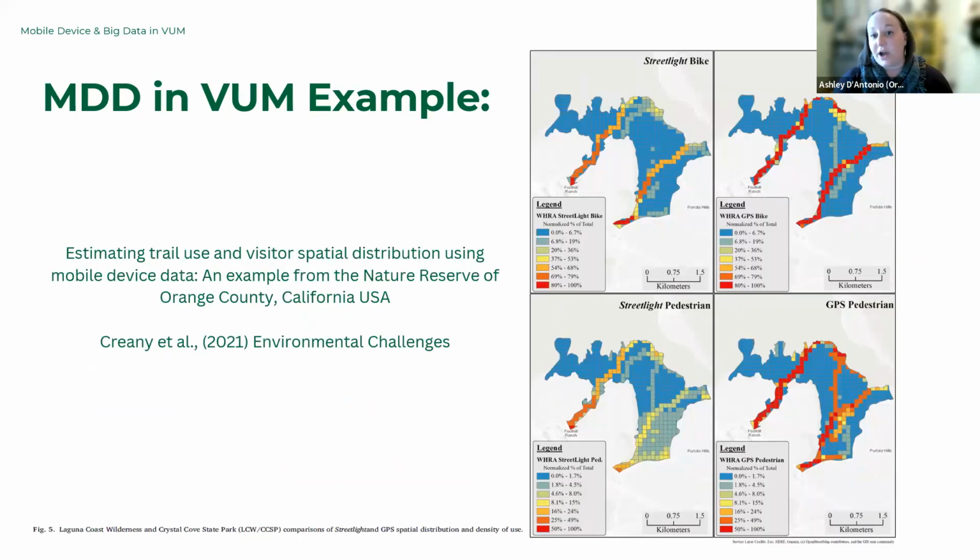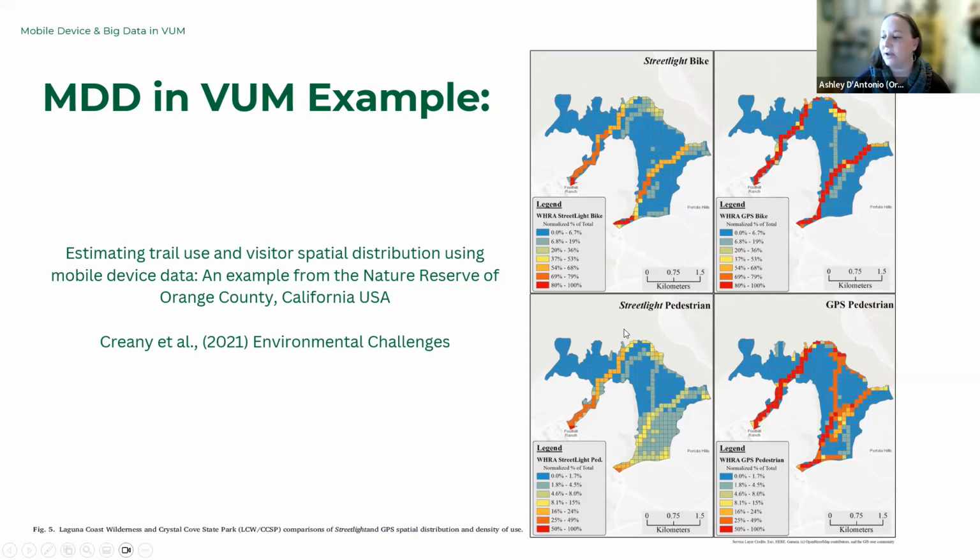Then we wanted to look at on the trail use, like which trails folks were using most often and had the highest densities of visitor use for both folks that were hiking and folks that were mountain biking. So here on the top, and this is for the Laguna Coast and Crystal Cove State Park. Here on the top, we have bicyclists. So Streetlight can separate pedestrians from bicyclists, and we did the same with our GPS data. We have the Streetlight maps on the left. The darker the red, the higher density of visitor use. Here on the right is our GPS tracking data.